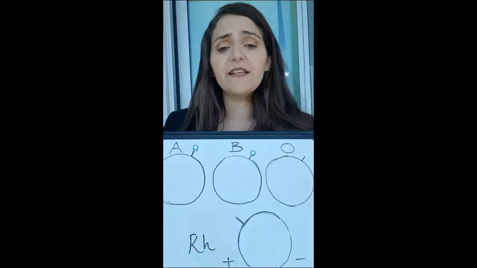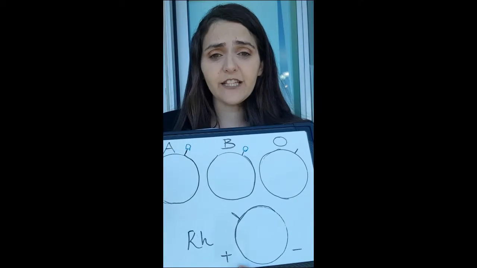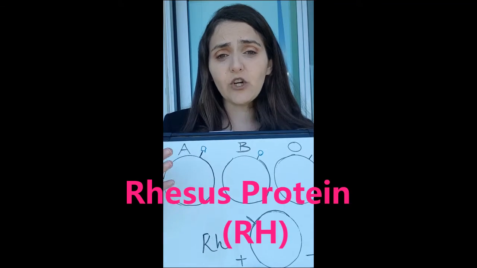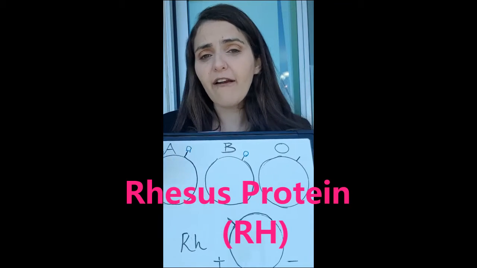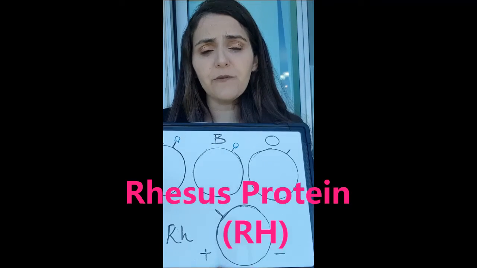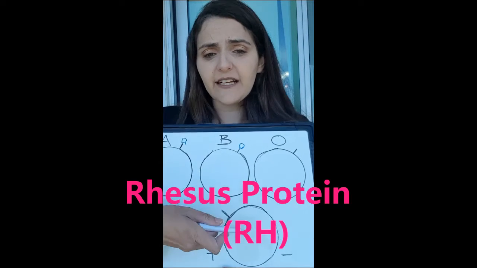So what about positive and negative? What is the difference? So in this case, the positive and negative is referring to a protein, not a sugar molecule. The protein is called a rhesus protein or Rh protein. So if you have this protein, you're considered positive. If you don't, you're considered negative.